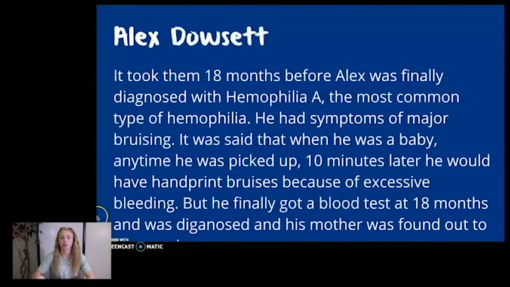He had symptoms as a child before they diagnosed him, of major bruising. Anytime his mom would go and pick him up as a baby, they said 10 minutes later he would have handprint bruise marks on his body, because of how sensitive his body was, because he didn't have the clotting proteins to heal that inside of his body. Finally, at 18 months, he was blood tested and they diagnosed him with hemophilia A, and in that way they also were able to find out that his mother was actually a carrier of the trait, which is how he was born with hemophilia.